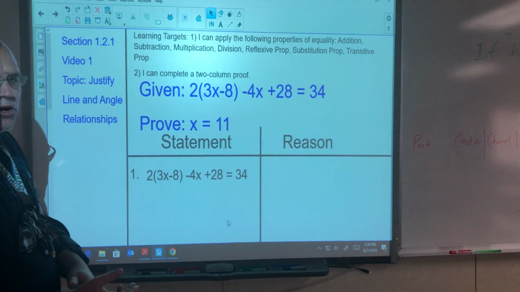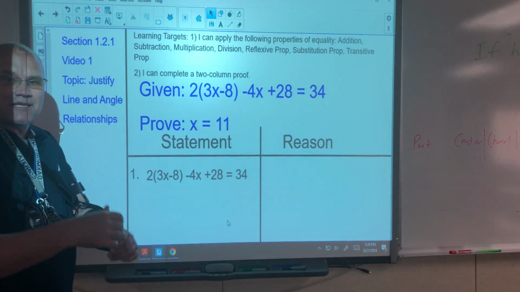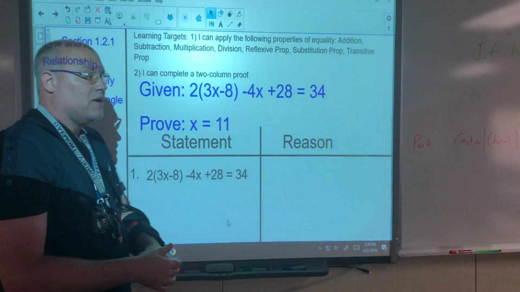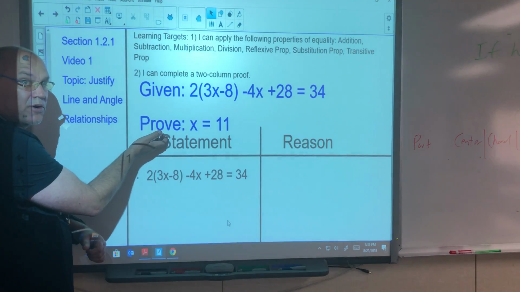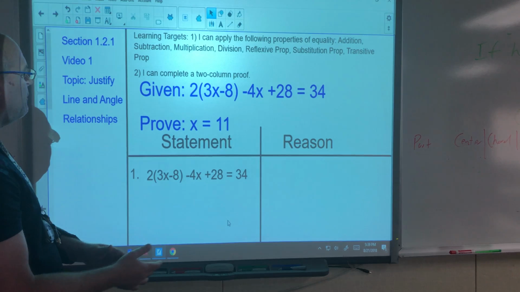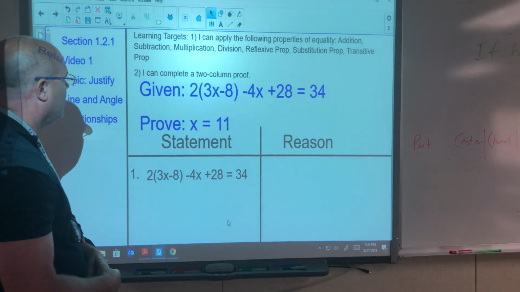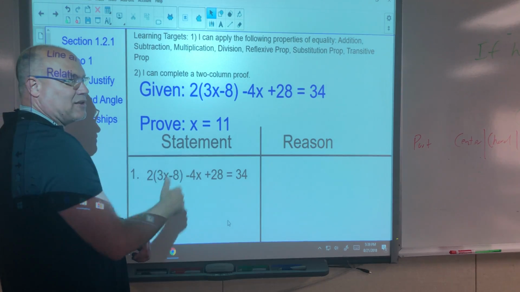To do a proof, you always got to start with something that's given. Sometimes they just give you one thing, sometimes they give you a plethora of items. So you got to start with what's given, and then they got to tell you what they would like you to prove. So in this case, we're going to start with something you know, a basic algebraic equation here. So we're given this algebraic equation, and we want to prove that x equals 11.